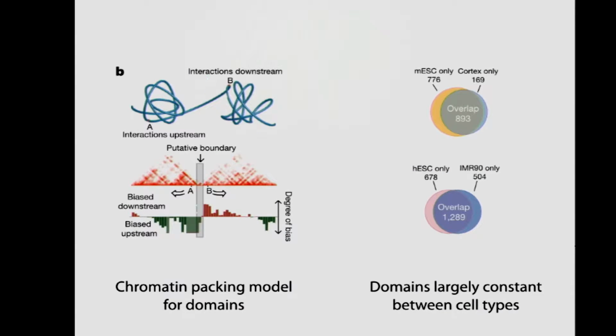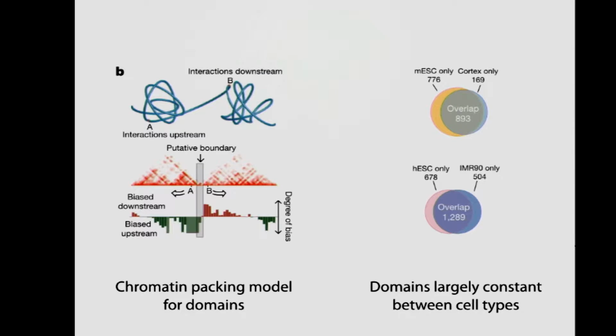Right? So basically, one way of thinking about this is at the boundary between a domain, you have DNA that's self-interacting upstream, and downstream it's self-interacting, but you have, for some reason, greatly reduced interaction between the things on either side of that domain. And if you look, this is ES in mouse versus cortex, there's quite a bit of overlap.